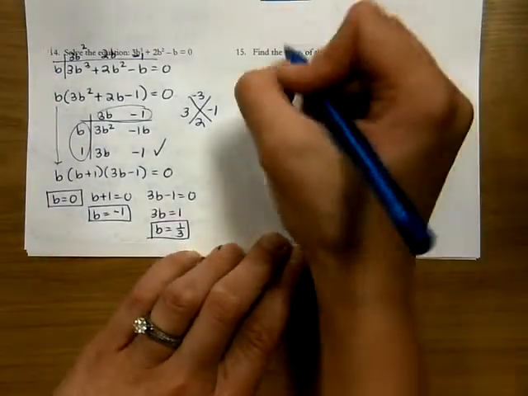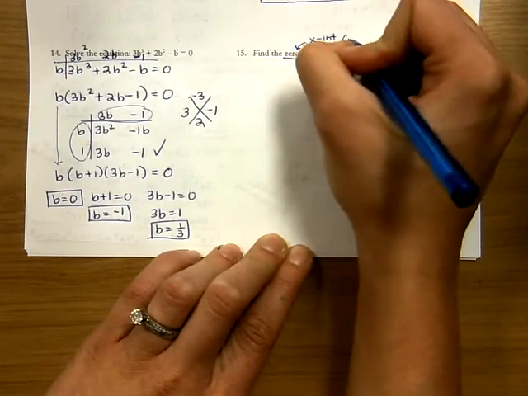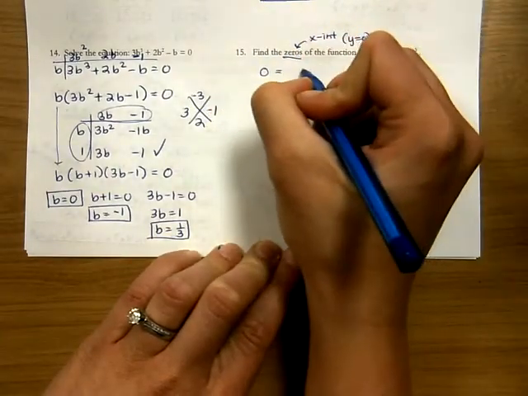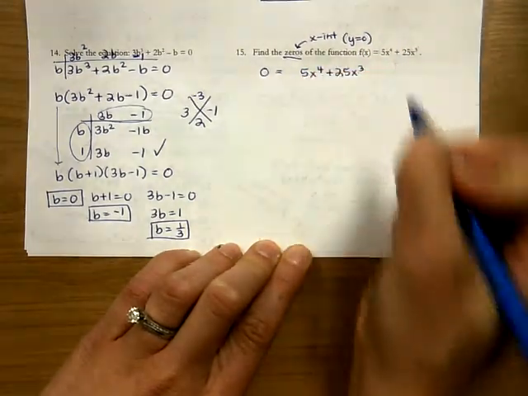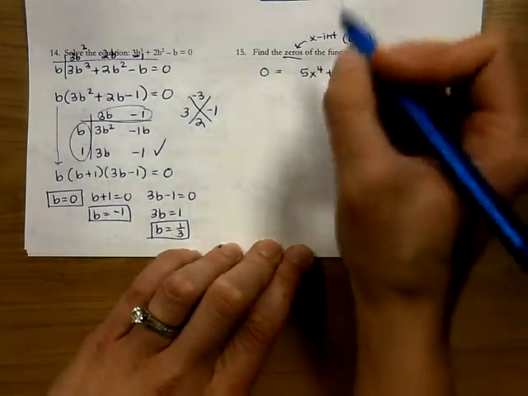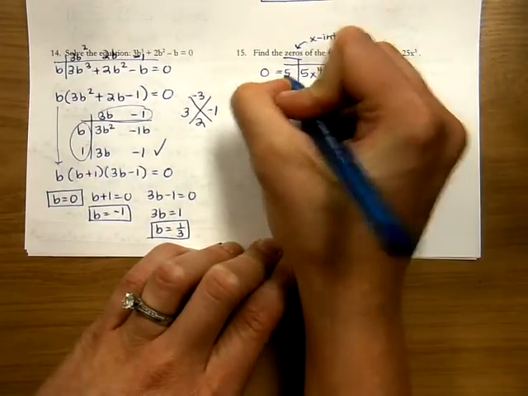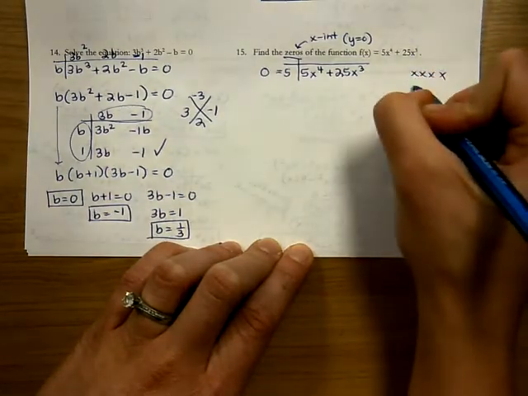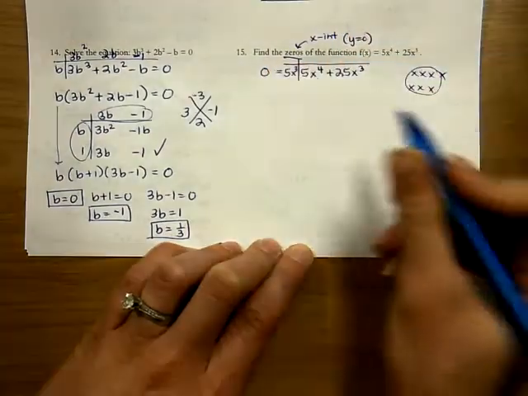Over here it says find the zeros of the function. We talked earlier that the zeros mean the x intercepts, or to let y equal 0, or in this case f of x equals 0. So 0 equals 5x to the fourth plus 25x to the third. So my first step is to start factoring now that it's already set equal to 0. I factor by first finding the GCF. Both of these are divisible by 5, and because this is x to the fourth and that's x to the third, 1, 2, 3, 4 x's, and 1, 2, 3 x's, the most they have in common is x to the third.